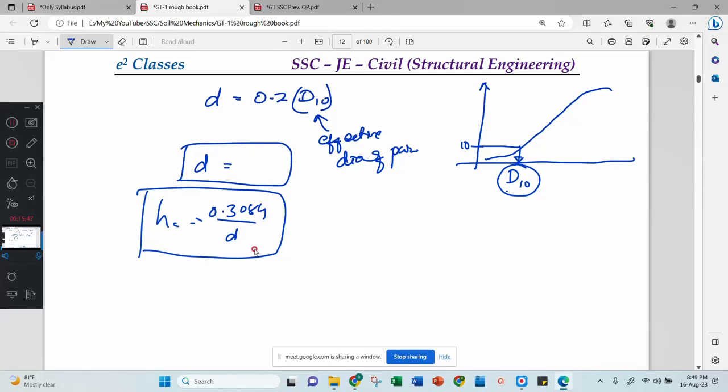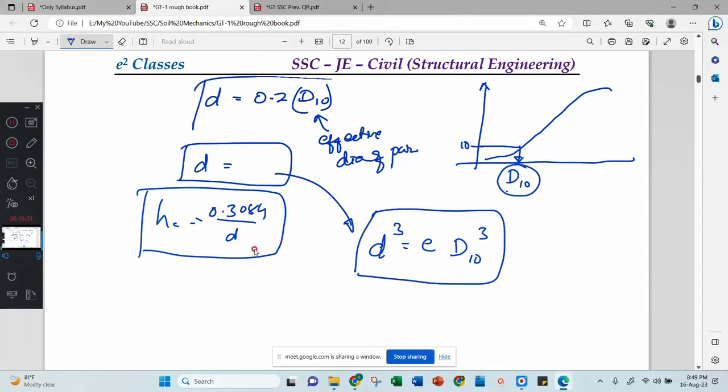Okay, now this is all about that. We have another formula for calculating the diameter of the voids: d cubed is equal to e into d10 cubed. This you can also remember. There are two formulas, one is this and another is this. Here e is the voids ratio, and d10 is the effective diameter of the particle. By using these two, you can calculate the diameter of the voids, and after that, you can calculate the capillary height. Understood?